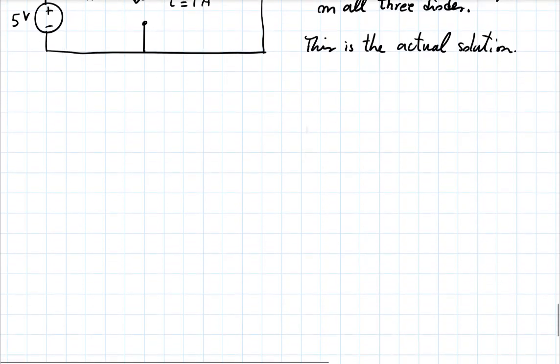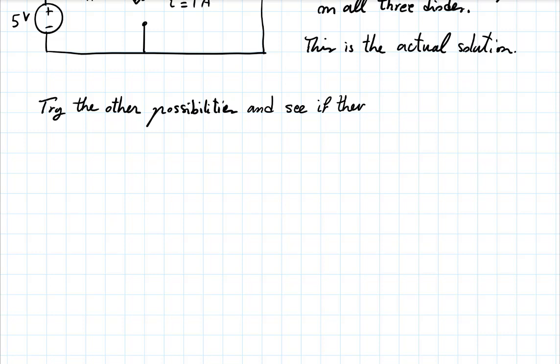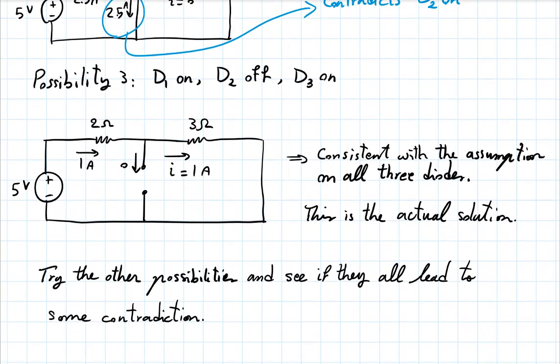But as an exercise, try the other possibilities and see if they all lead to some contradiction. But basically what you just saw is the general approach to solving a circuit, at least with ideal diodes.